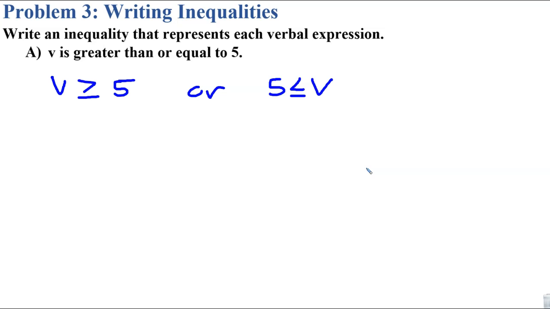Okay, there's a part B that's the same idea. Once again, pause the video, okay, run through that one, check your answer, and then move on with the lesson.